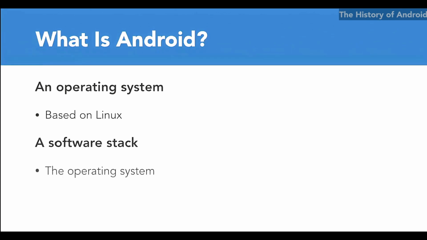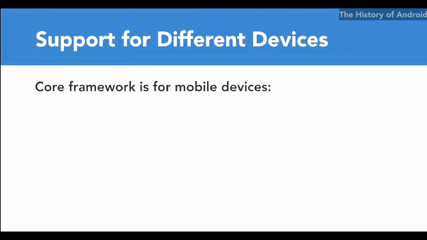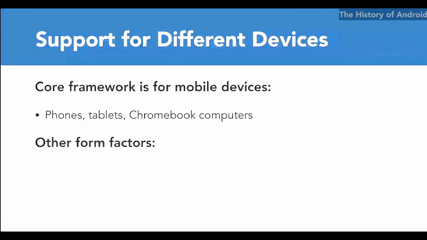In addition to the operating system, the Android platform includes an application framework that lets you create and deploy your own custom apps that work on Android phones and tablets and also on computers running the Chrome OS operating system, sometimes known as Chromebooks. There's also support for other kinds of devices. The core framework is for the mobile devices, the phones, tablets, and so on, but there are other supported form factors. Once you learn how to program for Android, you can build apps for all of these kinds of devices.